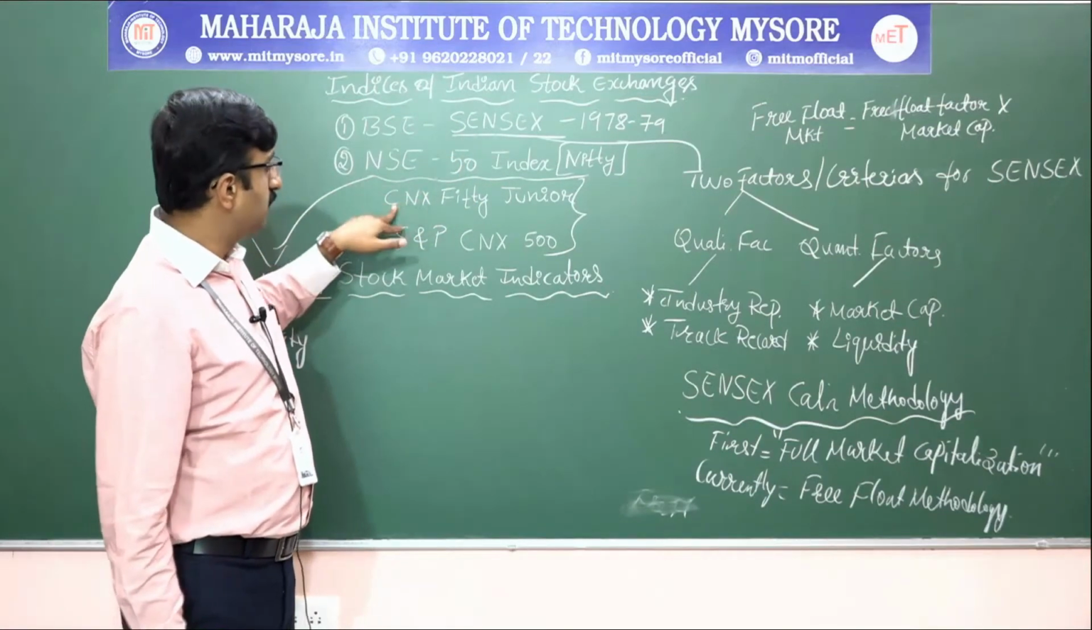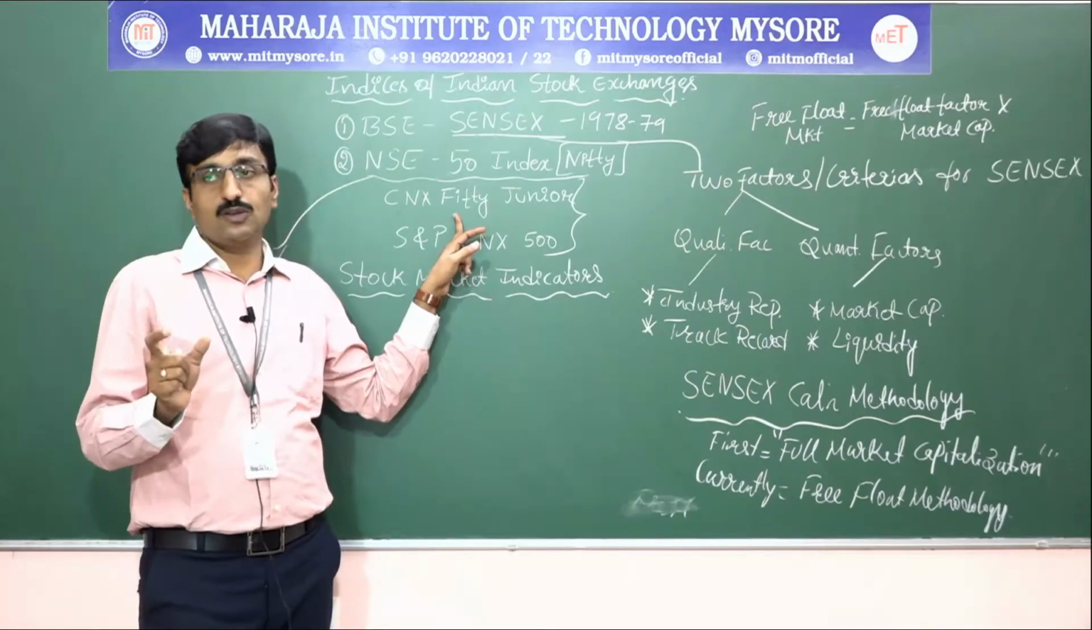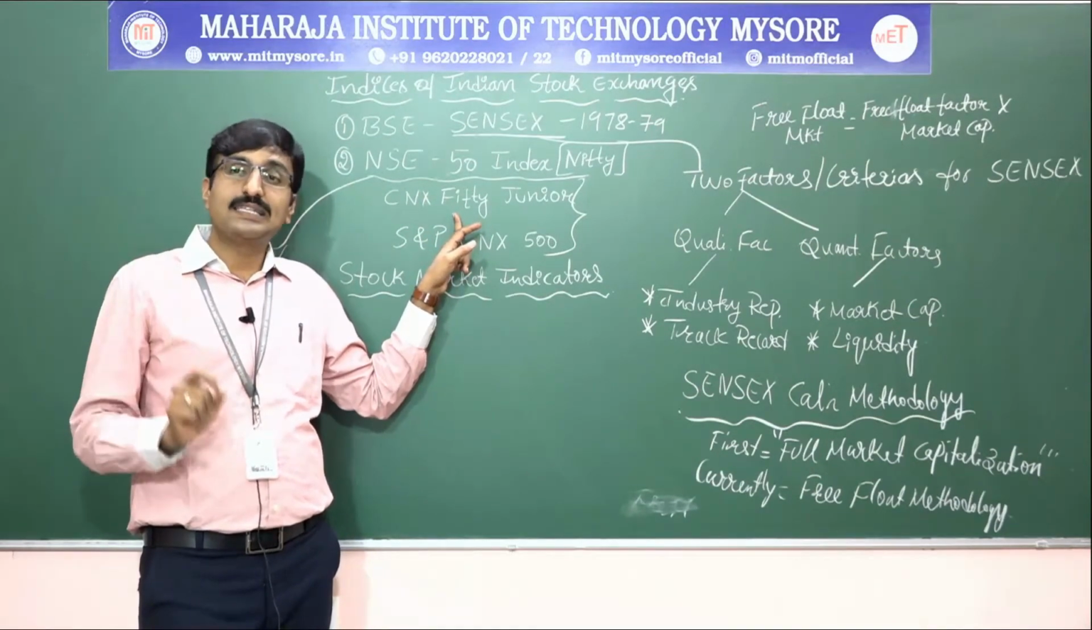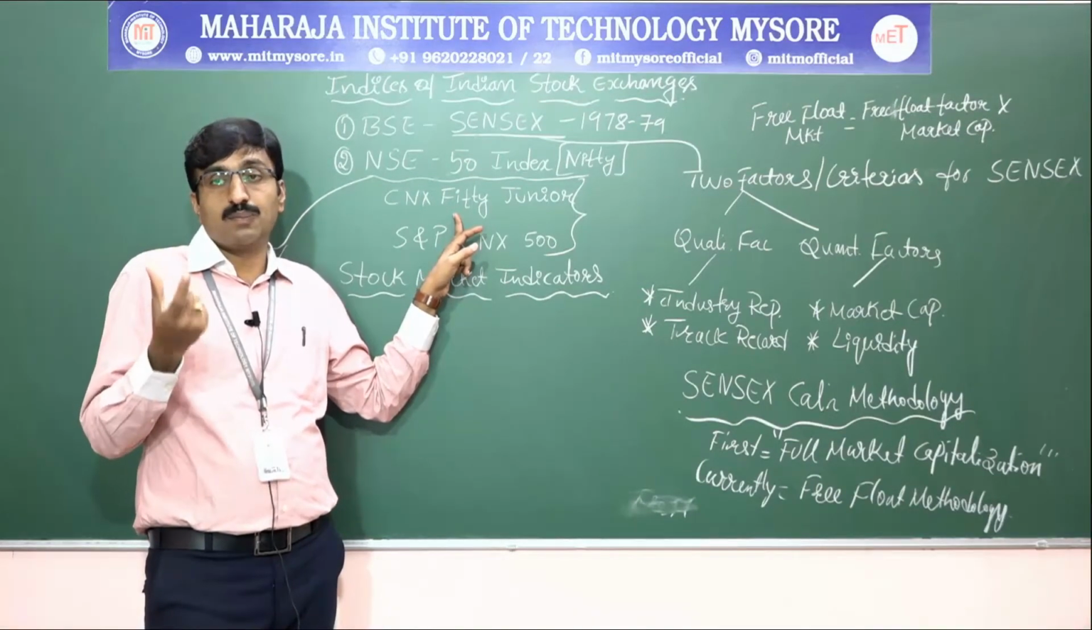But in the subtype CNX 50, the Nifty Junior also consists of 50 stocks. Here also 50 stocks come. But these stocks belong to the mid cap companies. We call them mid cap companies.